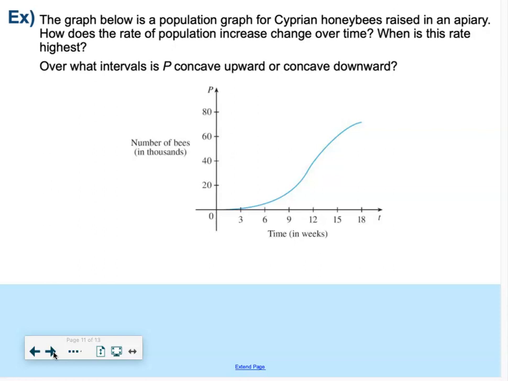Okay, so the graph below is a population graph for Cyprian honeybees raised in an apiary. You don't have to write this down. How does the rate of population increase over time? When is this rate the highest? On what intervals is P concave up, and on what intervals is P concave down? So in your groups, take 5 seconds and see if you can figure out roughly at what time we have a point of inflection. At what time does the point of inflection occur?